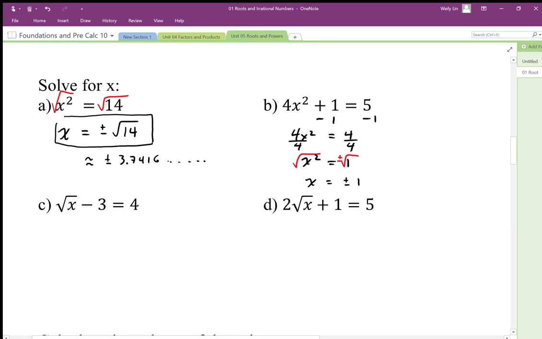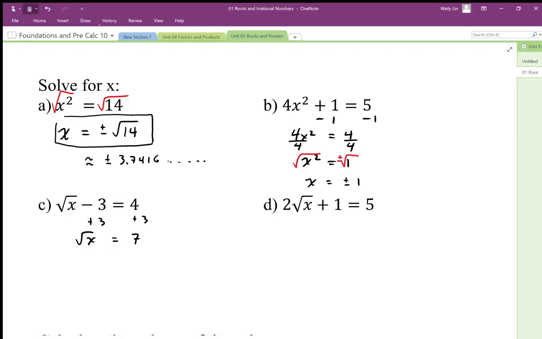So when we solve this, we're going to undo the minus with a plus 3. So I end up with square root x equals 7. So some number square rooted gives us 7. Well, 49 square rooted gives us 7. Negative 49 square rooted won't work. So we do not need a plus minus here.